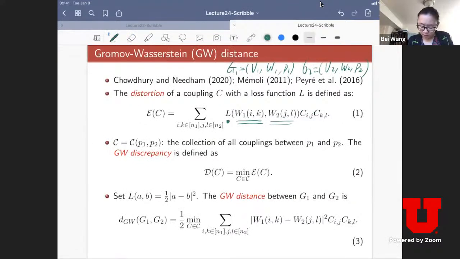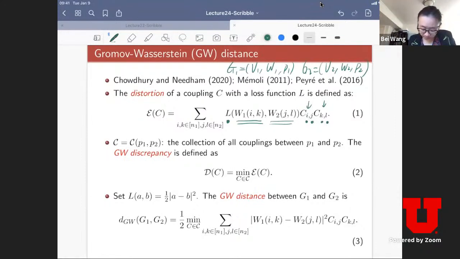So what you have here is that for a pair, I have a node i from the first graph, mapped to node j from the second graph. And node k from the first graph is mapped to node l from the second graph. This is the matching between the nodes. This is one of the probabilistic matchings, a probability notion, and I'm looking it up in that coupling matrix.